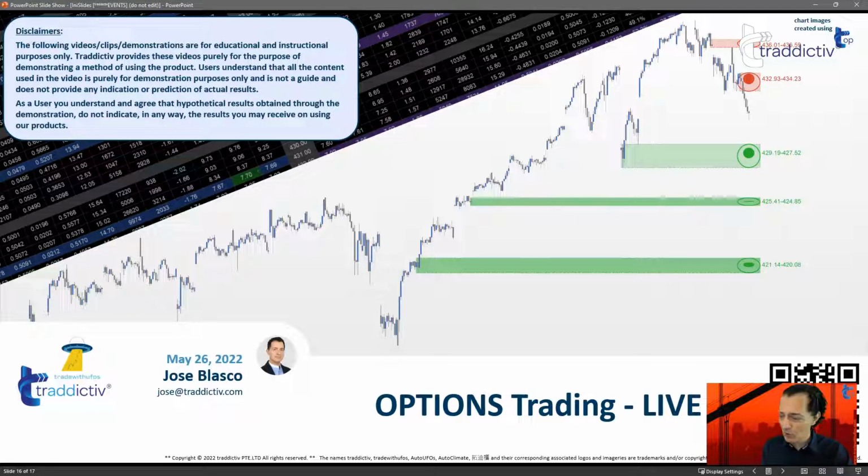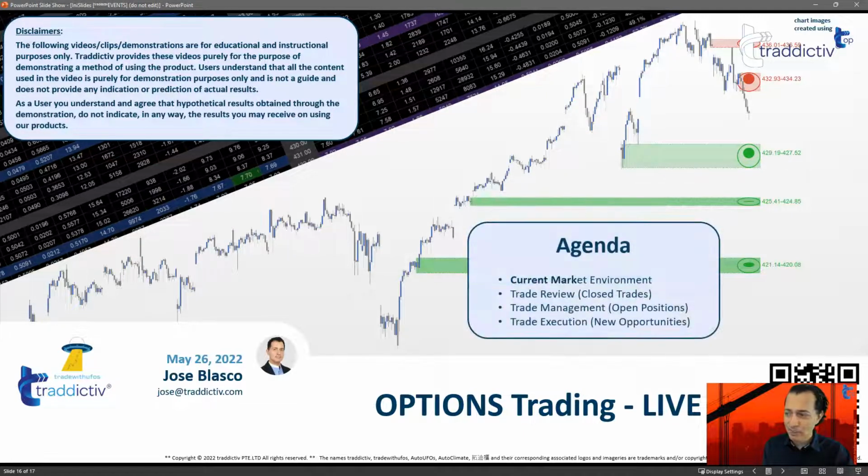Thank you very much. Again, as I was saying, for the agenda today, we're going to be trading options. The sequence of our sessions typically is, as you can see on the screen, we normally look at the market environment first to understand what's happening out there. From there, we review trades that we may have running, and from there we look into building new trades or new opportunities. Okay, so that's what we're going to do.